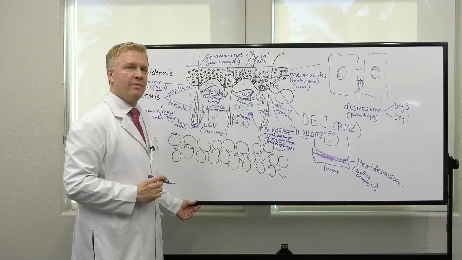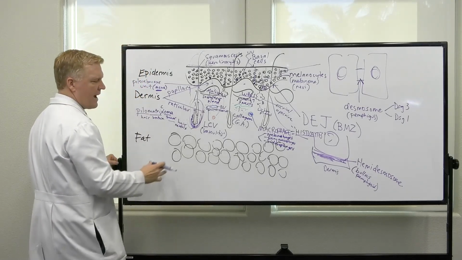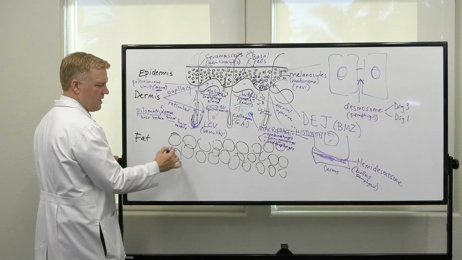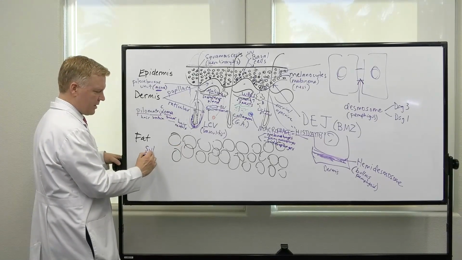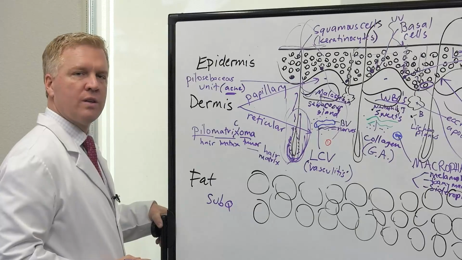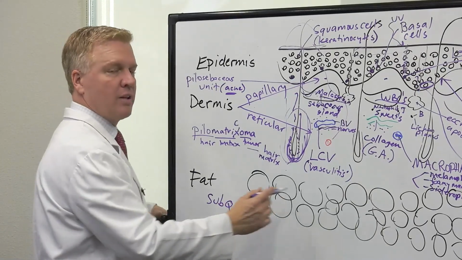Let's now move into the fat. In the fat, we have a lot more space. There are large lobules of adipose tissue. Sometimes we call this the subcutis or the subq. You don't have a lot of nerves there.